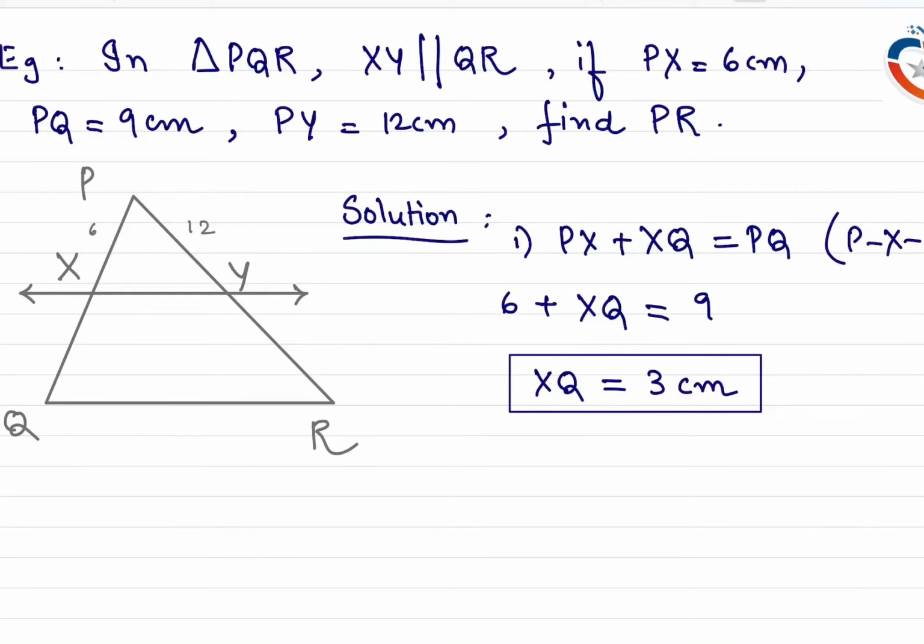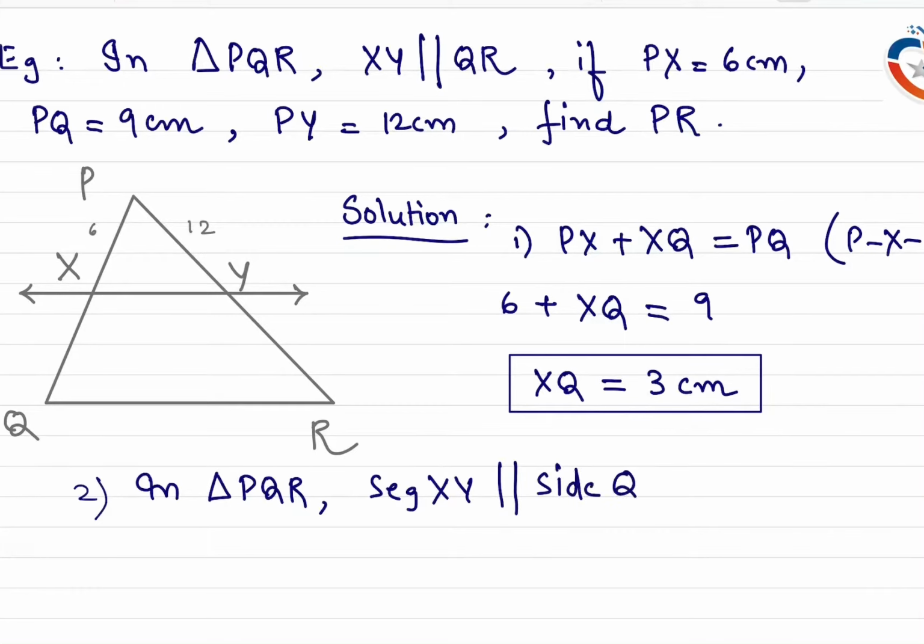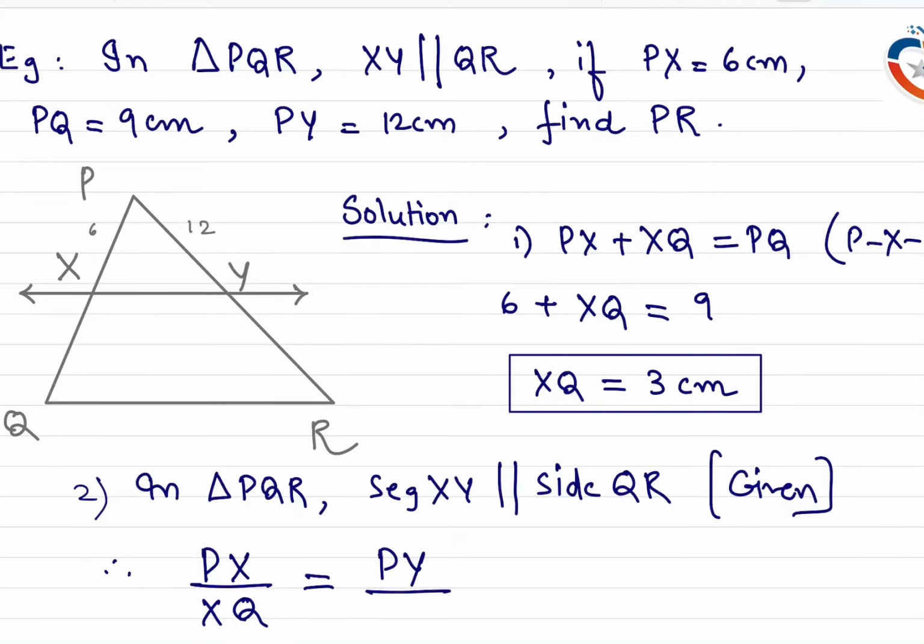Now I can use basic proportionality theorem. Now whenever you apply that theorem, you should say in triangle so and so. So we name the triangle first, right? In triangle PQR, who's parallel there? Segment XY is parallel to side QR, right? That's given to you. So if I use basic proportionality theorem, I get PX upon XQ. If the line is parallel, then the ratios are equal. So PX upon XQ will be equal to PY upon YR. And don't forget the reasons in exams.